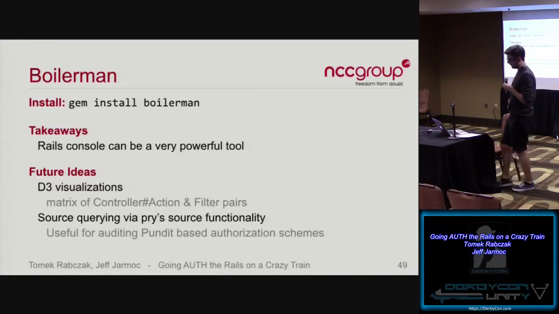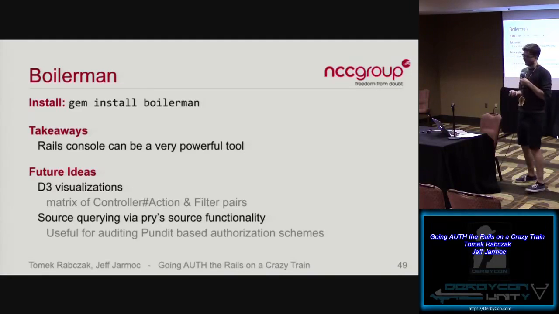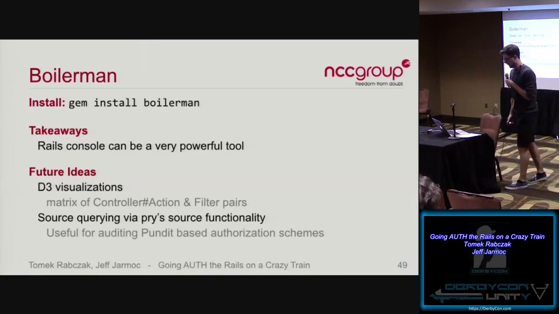The takeaway is that even if you don't use Brakeman, Rails console is extremely powerful in assessments. That's kind of where this tool came from. I just started playing around and then realized, hey, you can pretty much query programmatically any aspect of a Rails application if you have access to it. Future ideas: adding some D3 visualization. We were working on it on the way up here, but didn't get it quite done. Source querying is going to be coming soon as well. So in the cases of Pundit and CanCan, you can say, give me all the controller actions that don't call authorize. But yeah, that's everything.